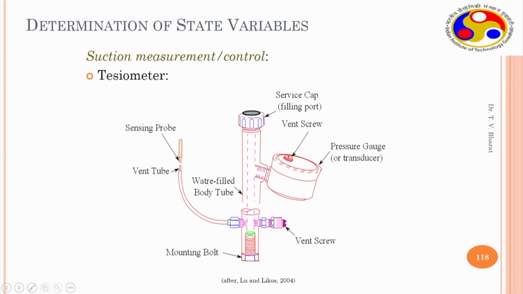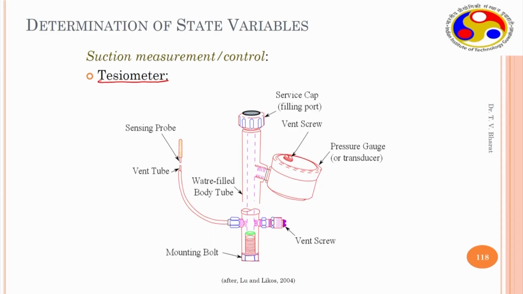A very common method that is used in unsaturated soil mechanics and also in soil science is the tensiometer for measuring the suction value. This is a popular technique for measuring the suction in both science and engineering disciplines. And also this particular technique could be used in the laboratory as well as in the field.